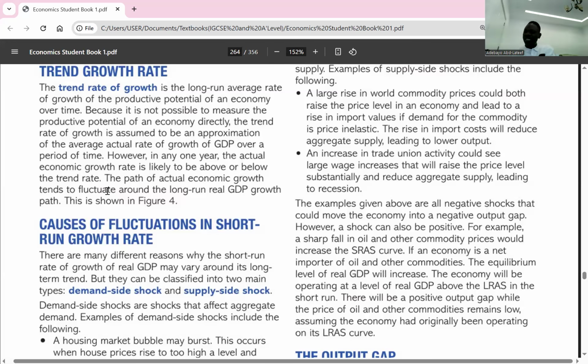Great. So that takes us to output gap. However, there could be a positive shock, which will increase the short-term aggregate supply curve. For example, a sharp fall in oil and other commodity prices. This will increase the equilibrium level of real GDP. A fall in the price of oil represents a fall in the cost of production, and if there's a fall in the cost of production, the real GDP will increase. And if the real GDP increases, it will bring about a positive output gap. I think it's clear. So we'll go to output gap now.